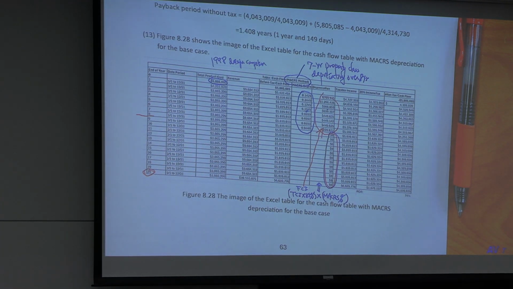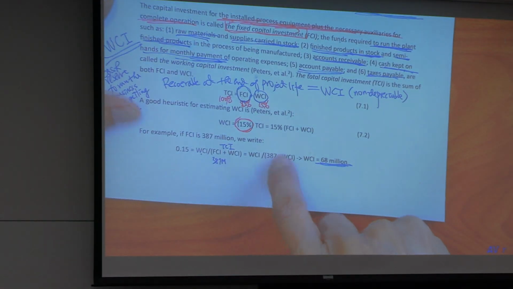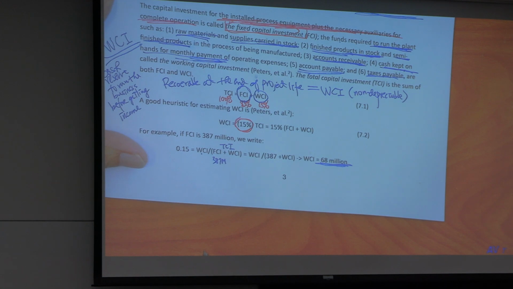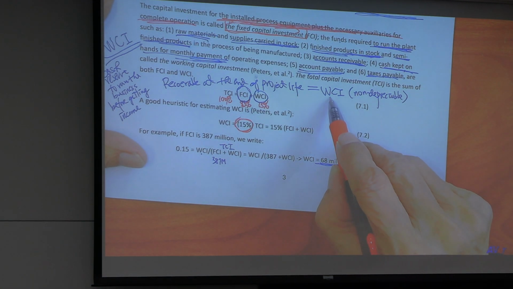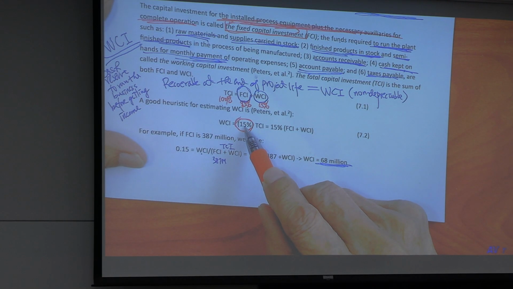Any question? Oh, okay, now I'm done with this chapter 7 for now. Get back to chapter 8. Let's see where we stopped at. Okay, remember WCI is not depreciable. You recover it at the end of your project life.